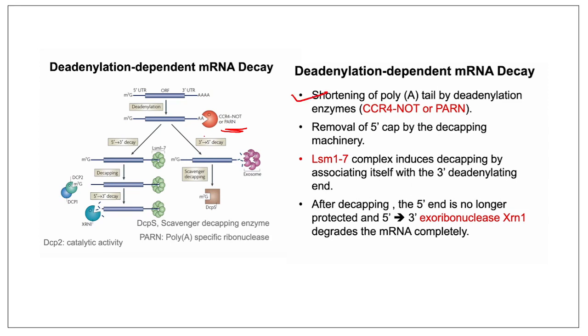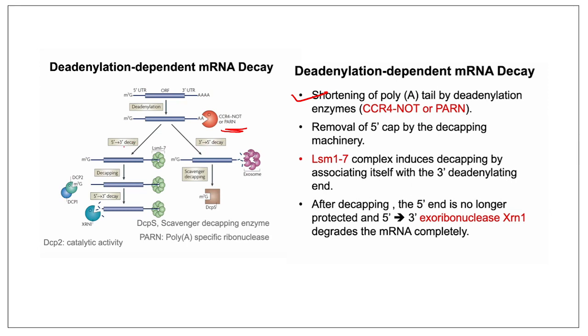So now what happens? The poly A tail is shortened. Now because this poly A tail is shortened, this mRNA can be degraded in two ways. This shortening of the poly A tail has marked this RNA for degradation. First is 5 prime to 3 prime decay, and the second one is 3 prime to 5 prime decay.